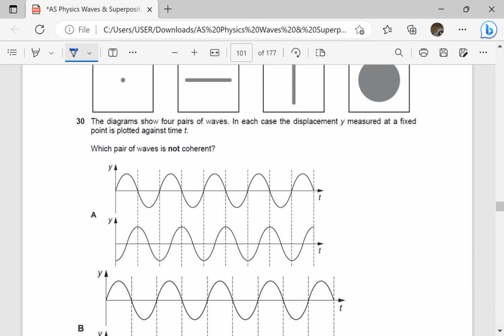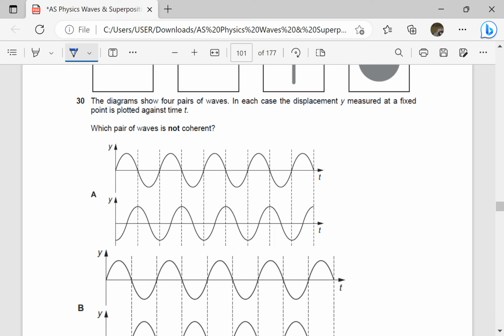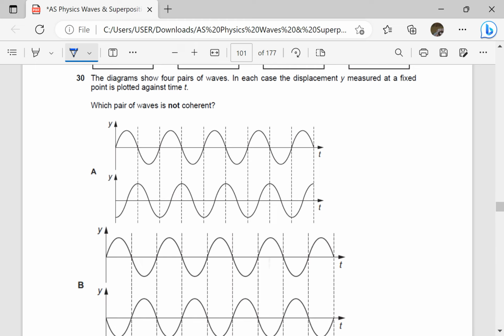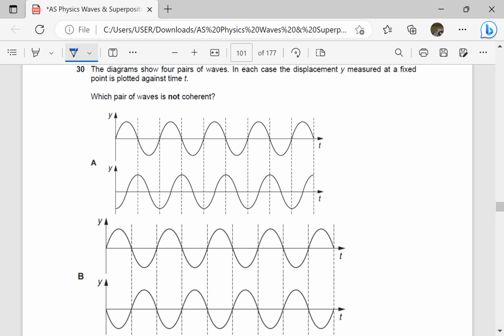Okay, the diagram shows 4 pairs of waves. In each case, the displacement y measured at a fixed point is plotted against time t. Which pair of waves is not coherent? So remember, for coherent waves, they maintain a constant phase difference throughout. So let's check.